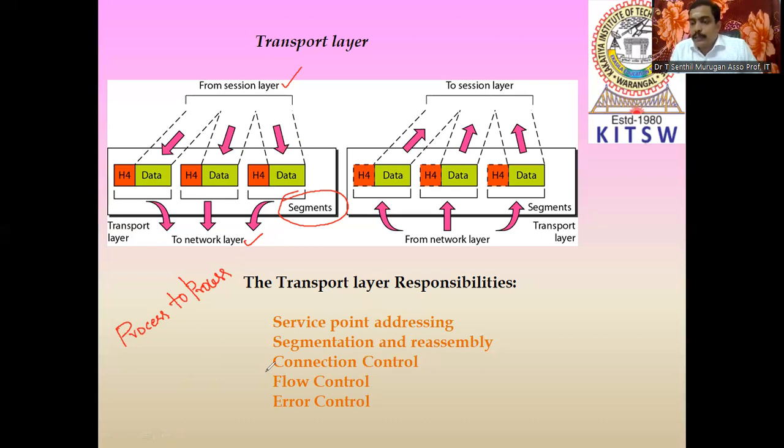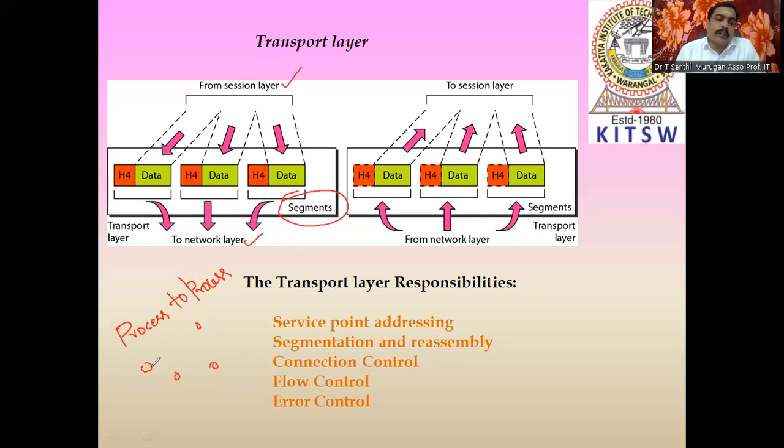The connectionless transport layer treats each segment as an independent packet and delivers it to the transport layer at the destination machine. In connection oriented transport layer, what will happen? The layer first makes a connection with the transport layer at the destination machine before delivering the packets. So you just see there, this is a network, and some intermediaries are there.